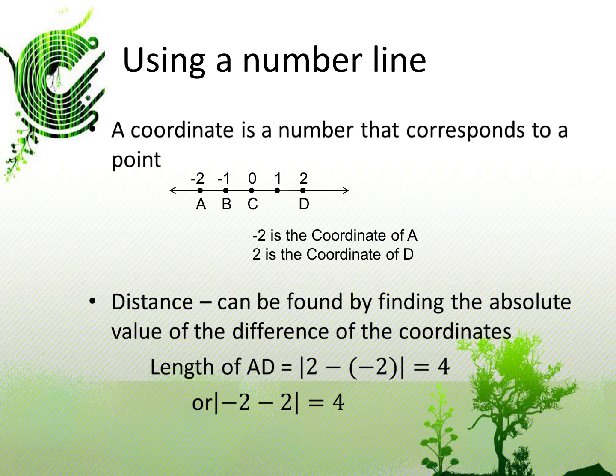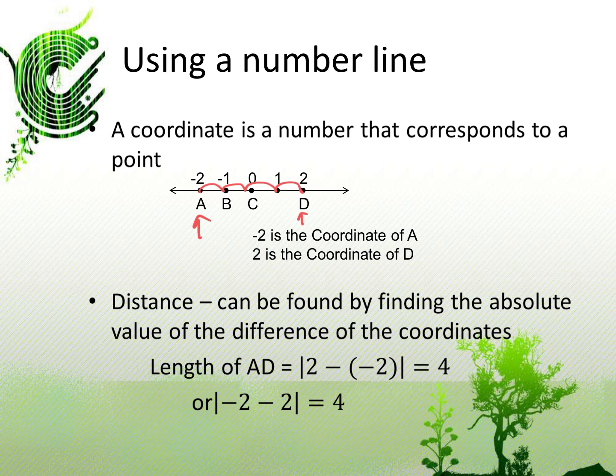Now, if you're given a number line and they ask you how far away is point A from point D, technically all you have to do is count the gaps or the spaces. So here's A, here's D. If I want to know how far away it is, I could just go 1, 2, 3, 4 and see that it's 4 spaces away.